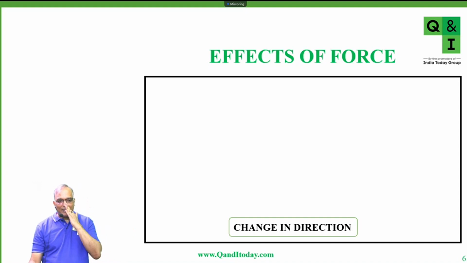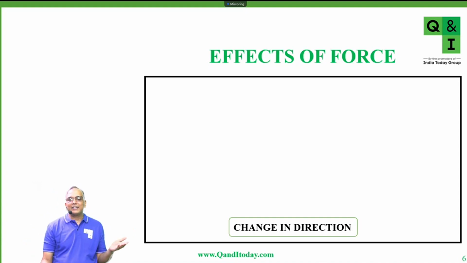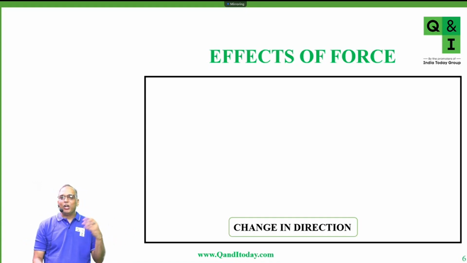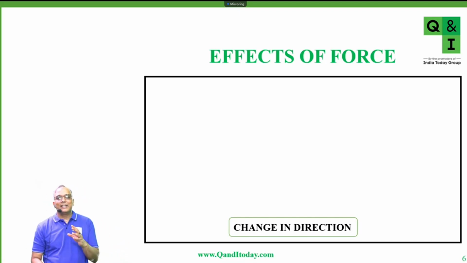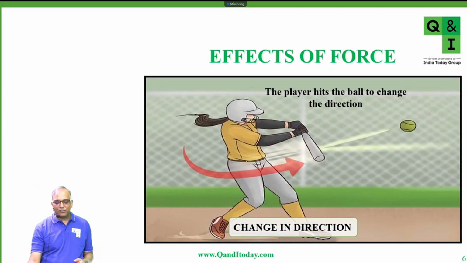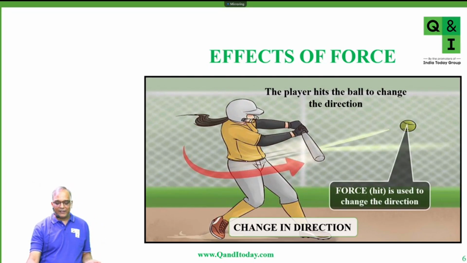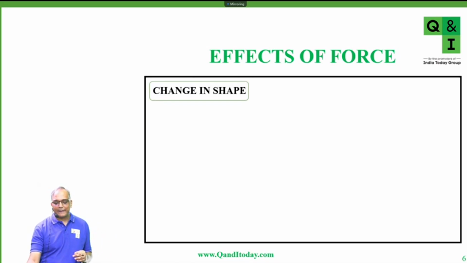So for example, if we take an example of cricket or baseball, when the ball is being hit by the batsman or the player in the baseball, the direction of the ball changes. So this is another effect of force. The player, when he hits the ball, it changes the direction. So this is the next effect of force. So what is the force here? The force is in the form of a hit, which is used to change the direction of the ball here, right?